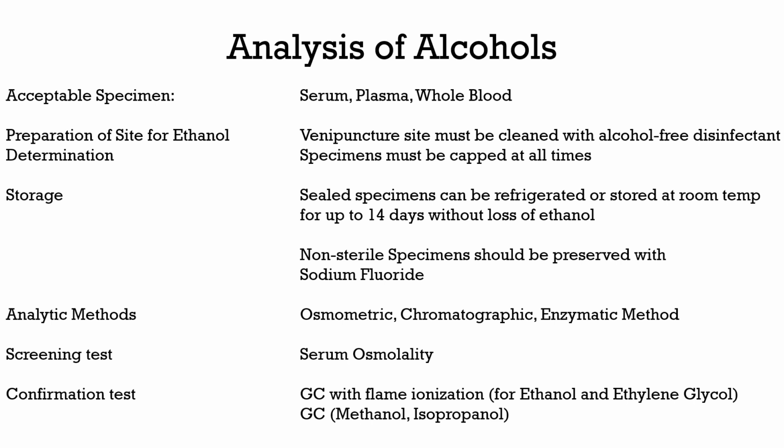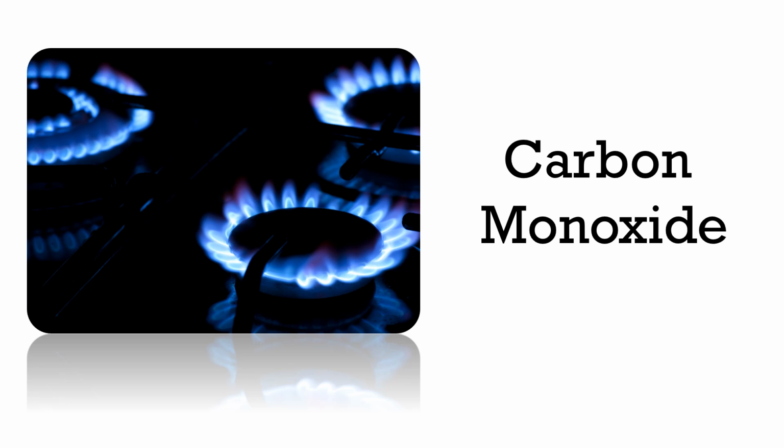The analytic methods can be osmometric, chromatographic, or enzymatic, and the screening test would be the serum osmolality. We can have different methods of testing for the osmolality. Remember, when osmolality increases, it means our blood or serum is more concentrated. Confirmation test would be your gas chromatography with flame ionization, that is for your ethanol and ethylene glycol, and just gas chromatography for your methanol and isopropanol.